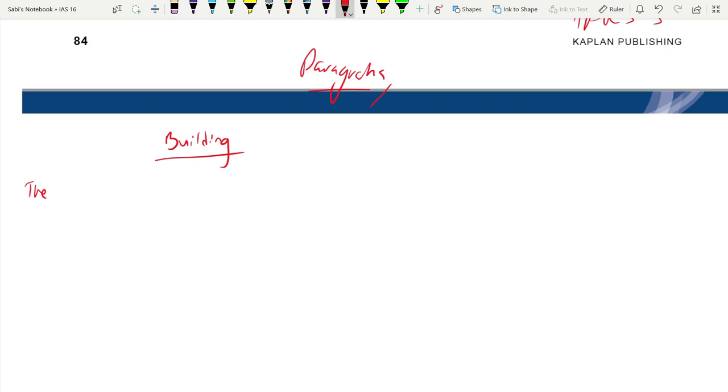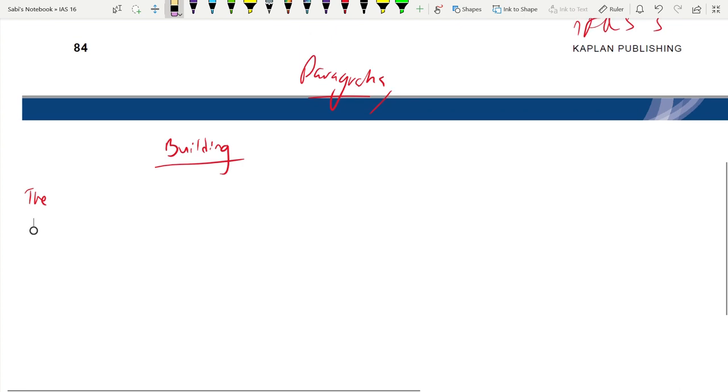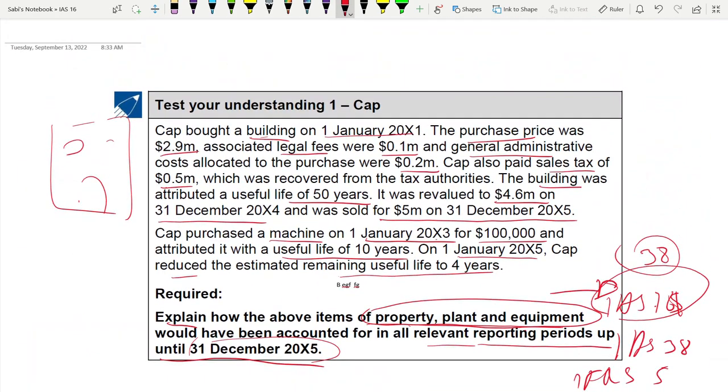So now I'm going to write this answer. I'm not going to write the full-fledged answer. You can write it in your own words and sentences. But the first paragraph would be recognition. So the building would be recognized on 1st of Jan 2001. Write the date, the date when you bought the building.